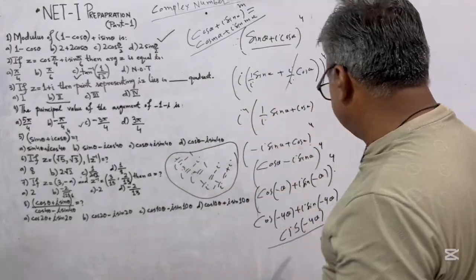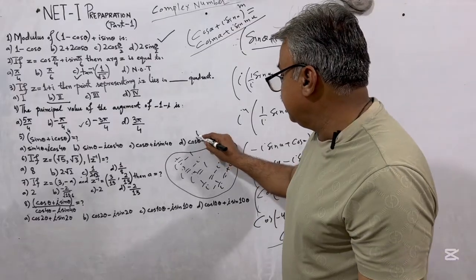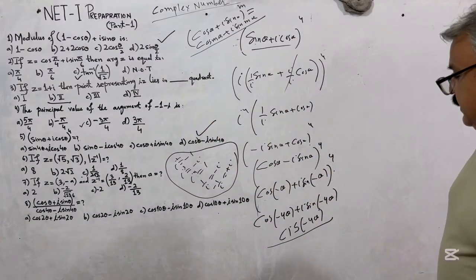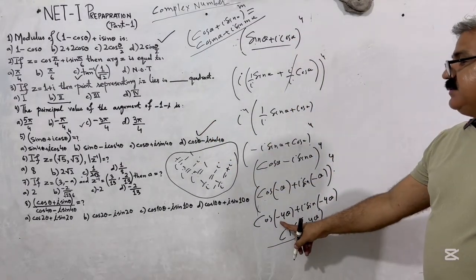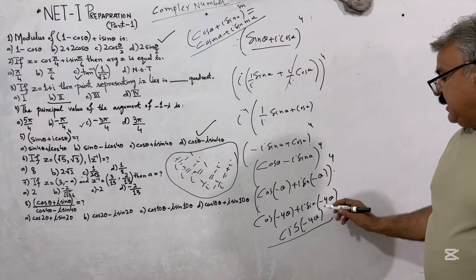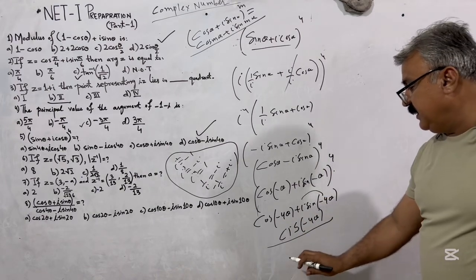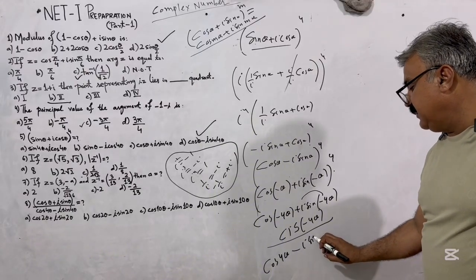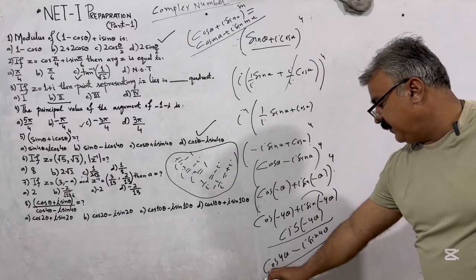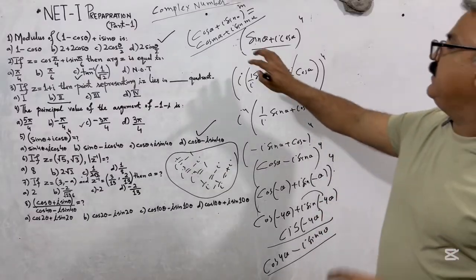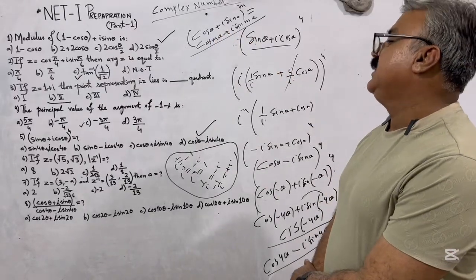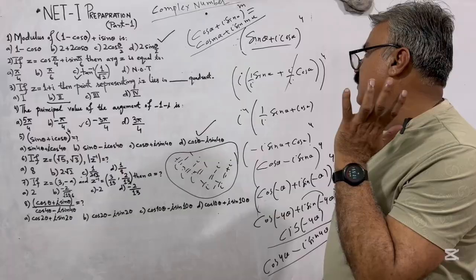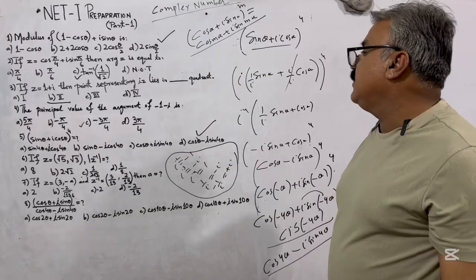Look at the options. So this is our right option, D. The minus has been neutralized, and this minus will come into play. It can be written as cos 4 theta minus i sin 4 theta. Unless we have the shape cos theta plus i sin theta, we are not in a position to apply de Moivre's theorem.